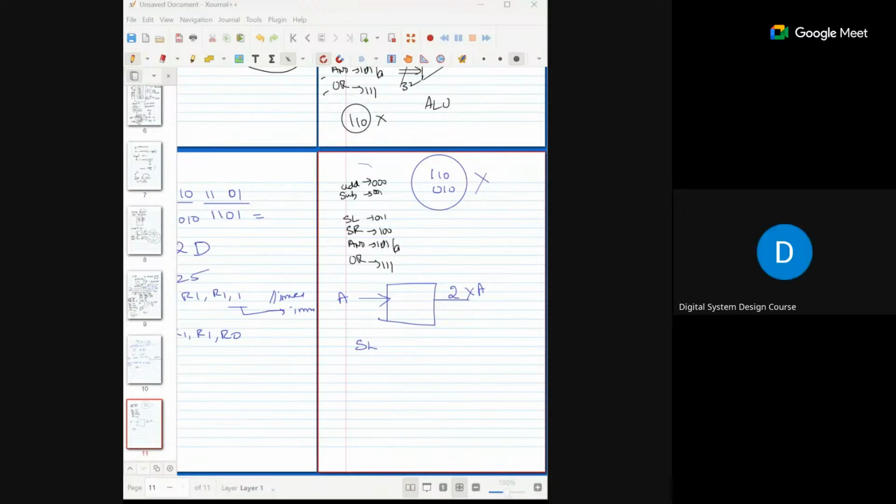And if you have any doubt regarding that, you can ask me. And similarly, do you have any doubt from parallel multiplier, sequential multiplier, the distinction between parallel and sequential multiplier?